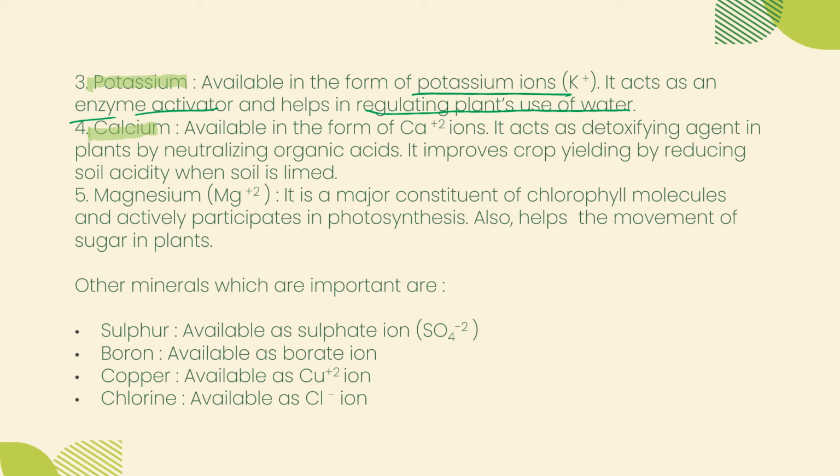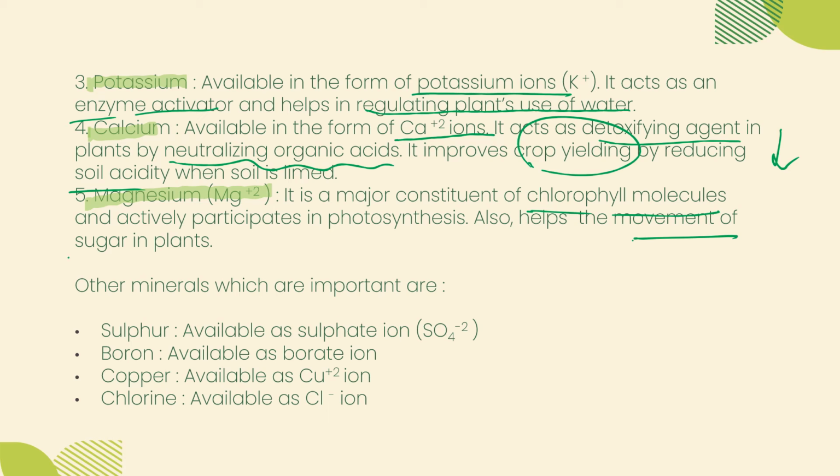Next we have calcium, which is available in the form of calcium ions, Ca2+. It acts as a detoxifying agent in the plants by neutralizing the organic acid. What does this do? It improves the crop yield by reducing the soil acidity when the soil is limed. Next we have magnesium, Mg2+, which is again a major constituent of the chlorophyll molecules. That's the green pigment, which is helpful in photosynthesis, and it also helps in the movement of sugar in the plant.